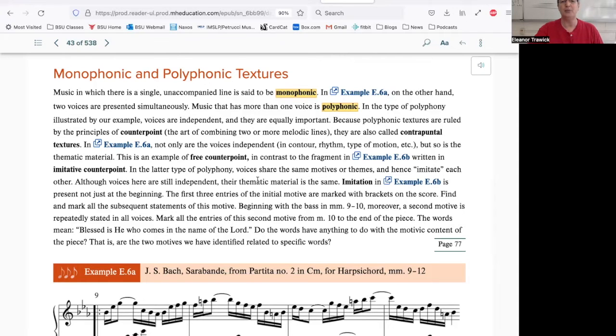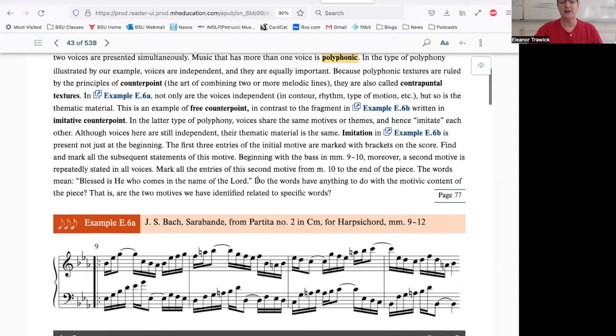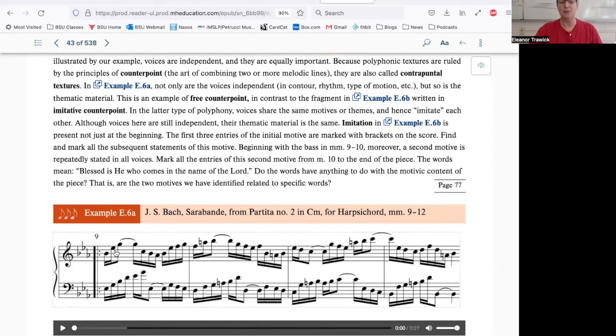Here's an example of polyphony by J.S. Bach. There's a right-hand part for the keyboard and a left-hand part for the keyboard, and they remain independent from each other and somewhat separate.